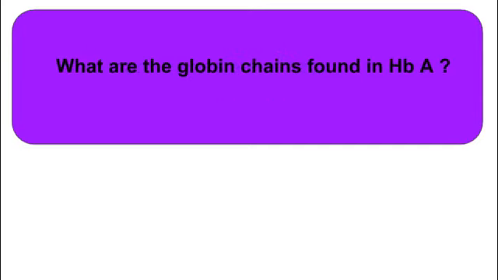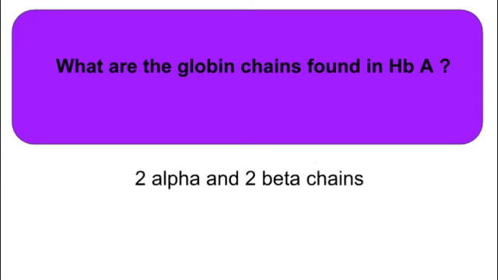What are the globin chains found in hemoglobin A? Hemoglobin A comprises approximately 98% of the hemoglobin found in a normal adult. Hemoglobin A is made up of 2 alpha and 2 beta chains. The other 2% of hemoglobin found in a normal adult consists of hemoglobin A2.